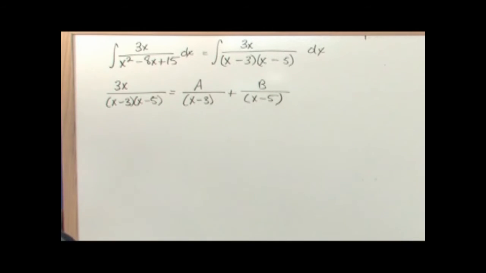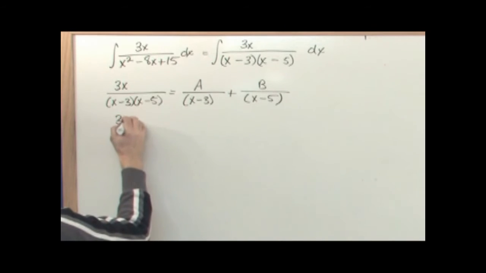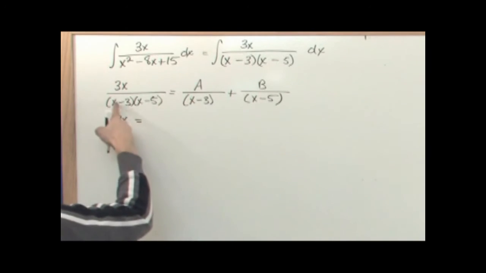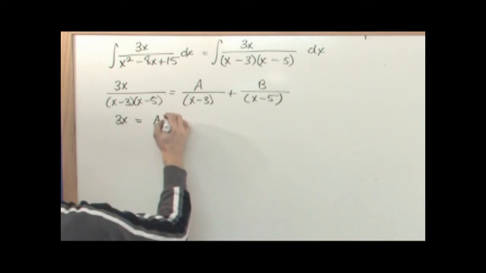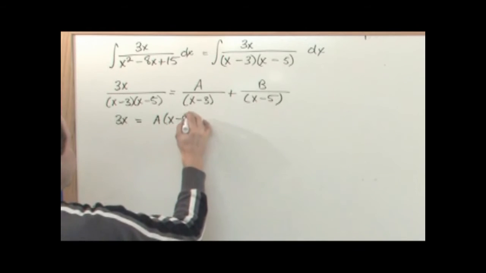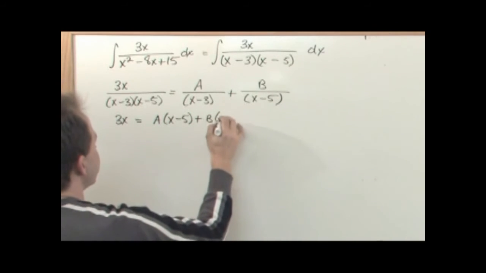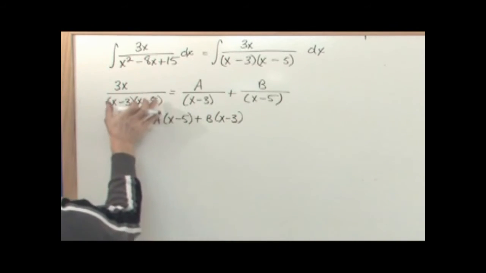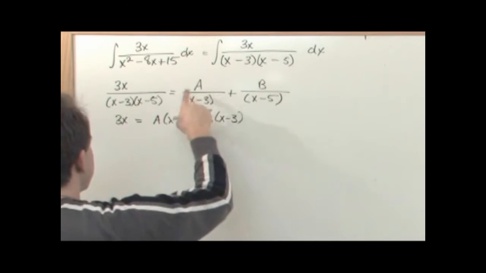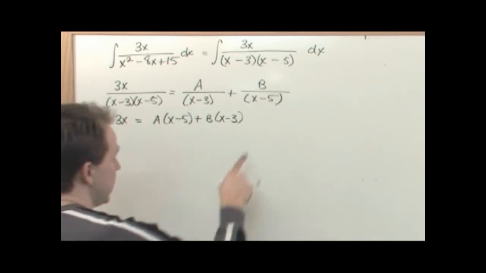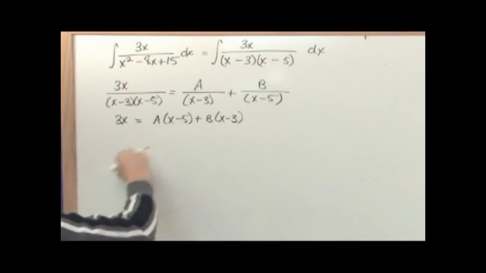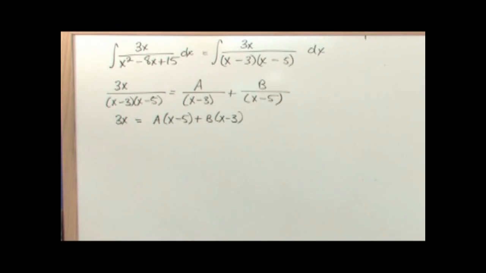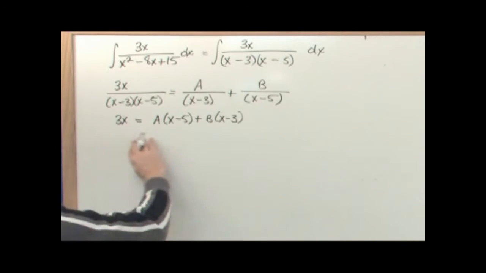So the next thing we want to do is cross multiply through by this denominator and get this looking tidy. Once we do that, on the left we'll have 3x is equal to, cross multiplying by the entire denominator, a times x minus 5 plus b times x minus 3. I'm going to get cancellation in x minus 3 and in x minus 5. This is what I'm going to be left with.